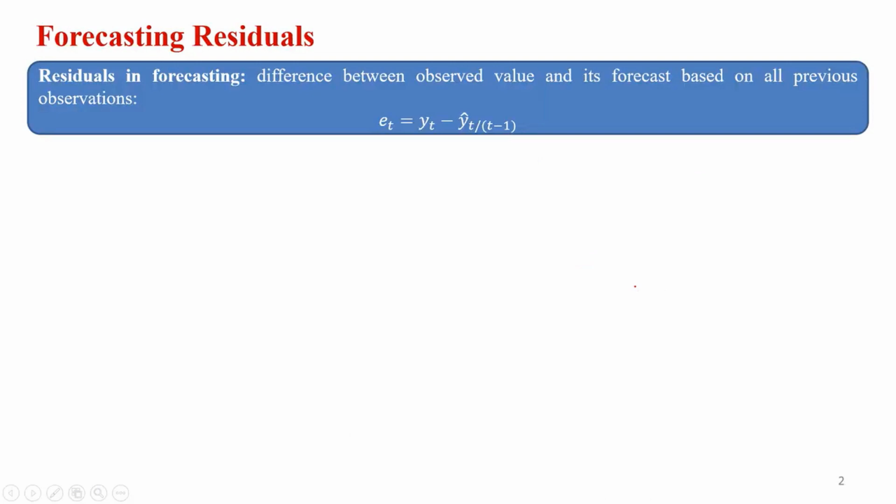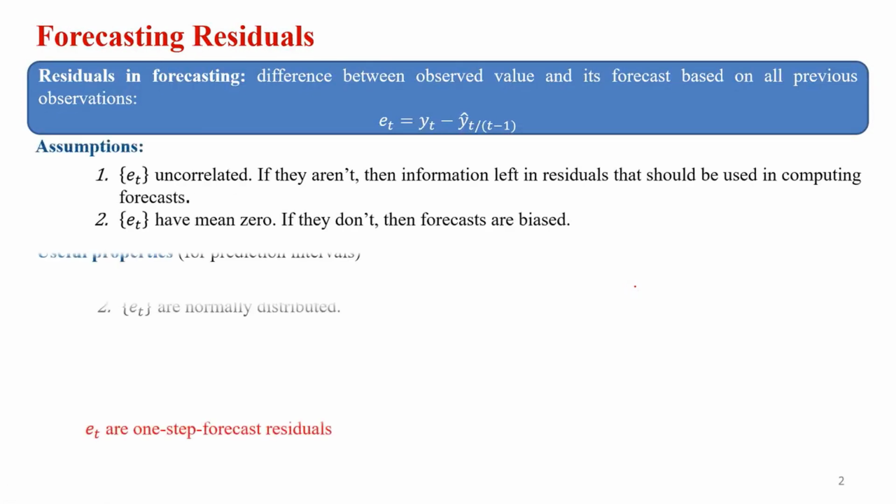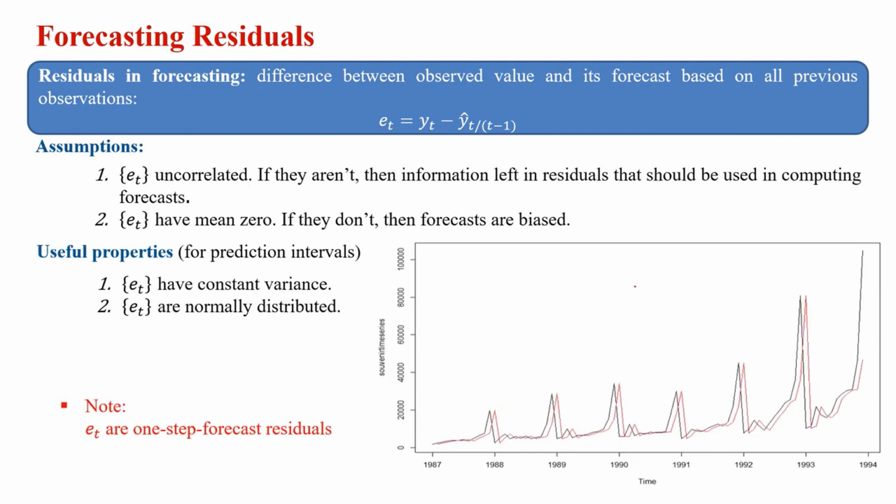So let me first discuss, in order to evaluate the forecast, what kind of information we have to find out. The information we need to evaluate the forecast is the residuals, or we can say the error of the forecast. How can we calculate the residual or the error? That is basically the actual value, or you can say the observed value, minus the predicted or forecasted value. That is called the error or the residual.